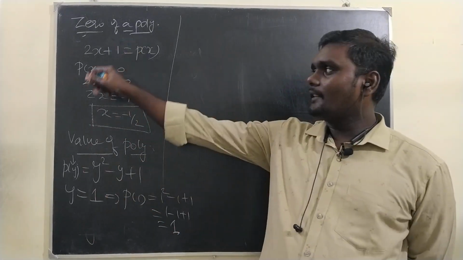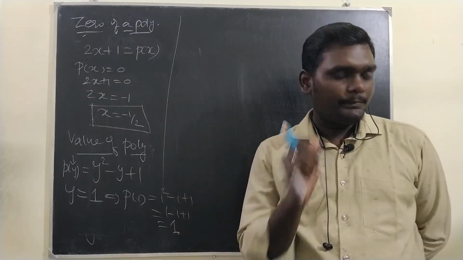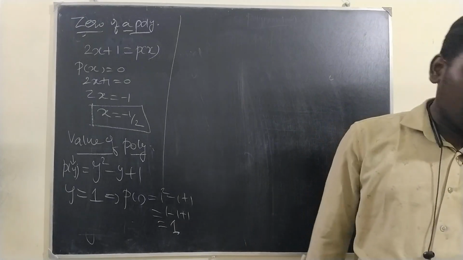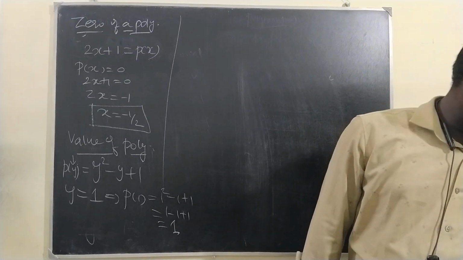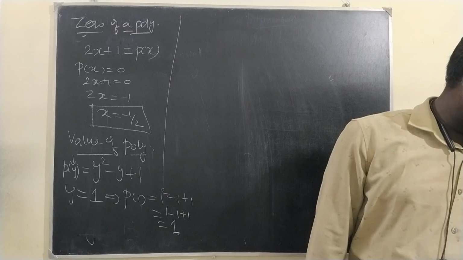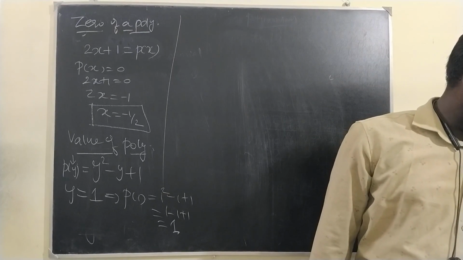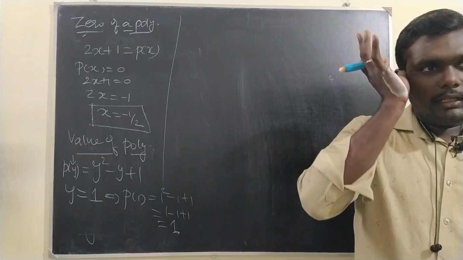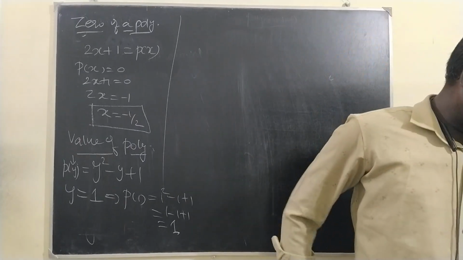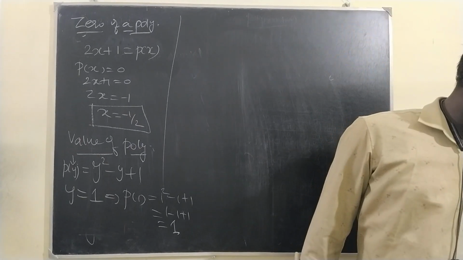When it is linear, it is easy. Likewise, p of x equals 0, you can find. When it is quadratic, what may we do? See, this exercise 2.2 is full of all these things only: finding the value and finding the zero. That too, only linear things are there. Got it?